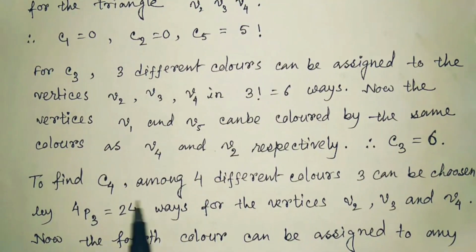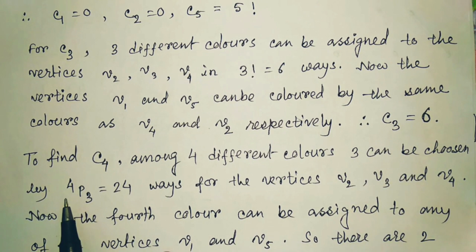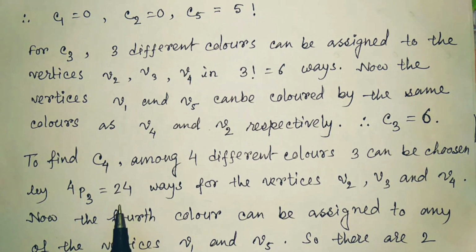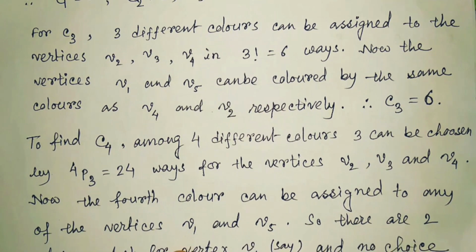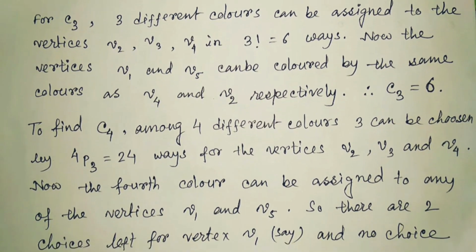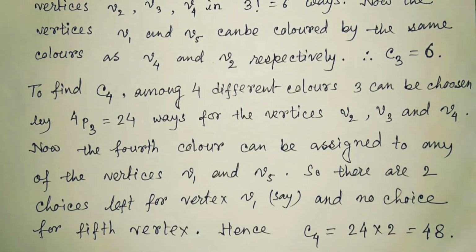Now to find C4, among 4 different colors, 3 can be chosen in 24 ways for the vertices V2, V3 and V4. Now the 4th color can be assigned to either of the vertices V1 and V5. So there are 2 choices for the vertex V1 and no choice left for the 5th vertex. So the total number of ways to color with 4 different colors is 48.